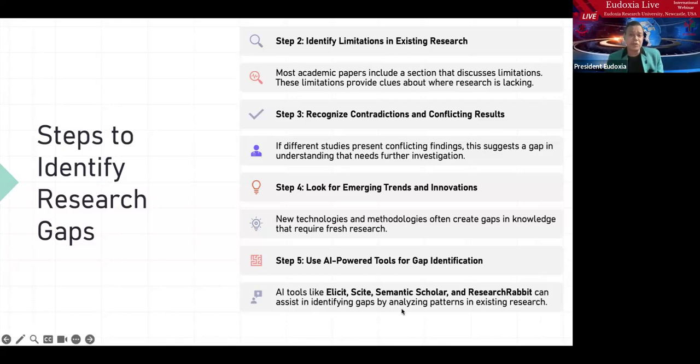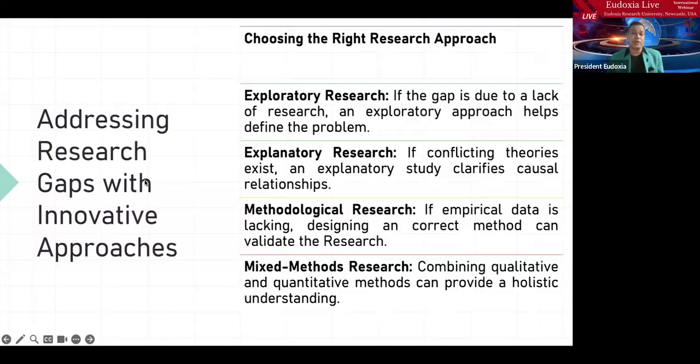So thereafter, if you see the use of AI, yes, you can use Elicit, you can use Semantic Scholar, Research Rabbit, this kind of software you can use. So now you see that selecting or choosing the right research approach, we need to understand also. Now we have to move forward with the correct research approach.